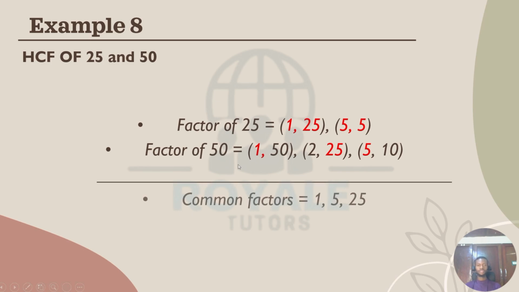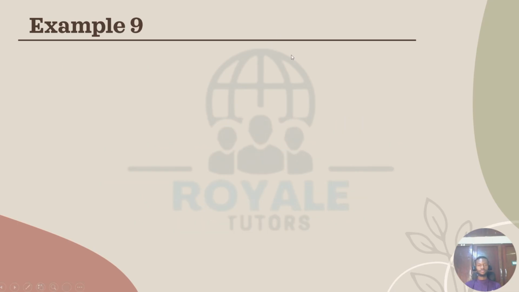So we have 1, 5 and 25. These are the common factors, and the highest of them, the highest common factor, is 25. As we can see, 25 is the biggest of all the common factors.